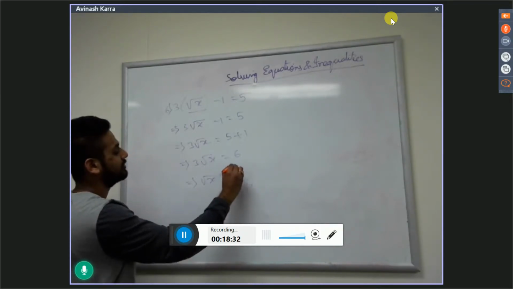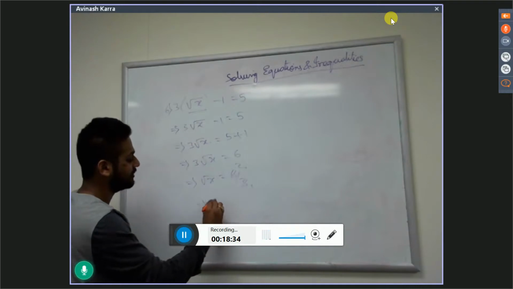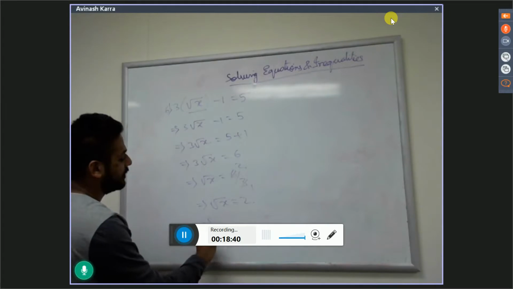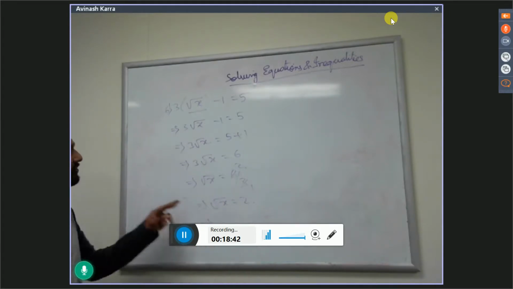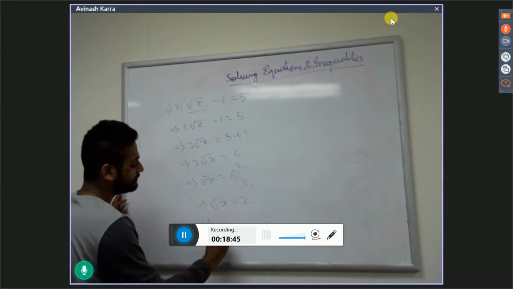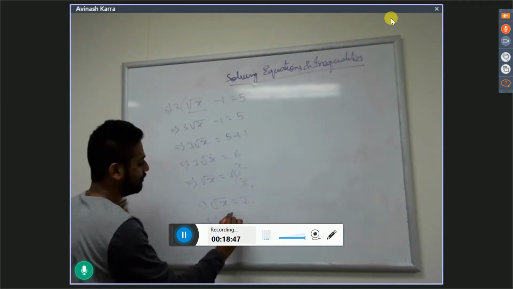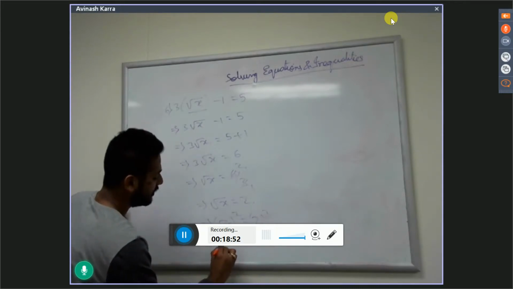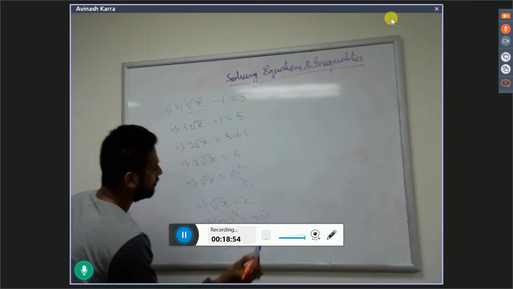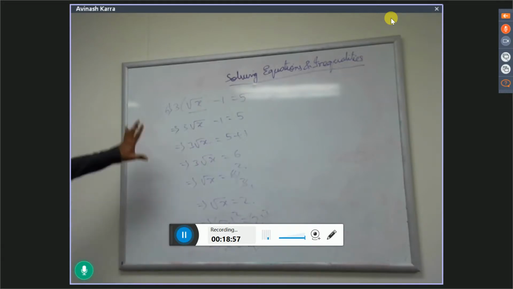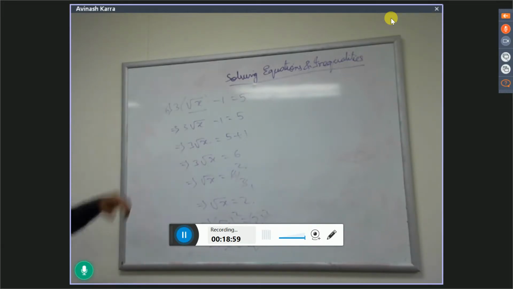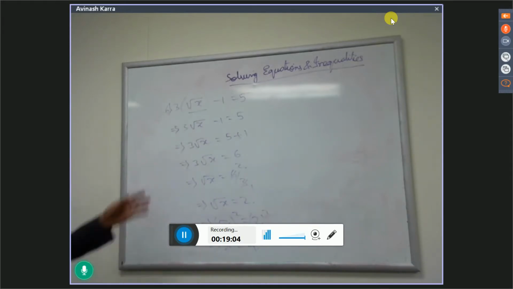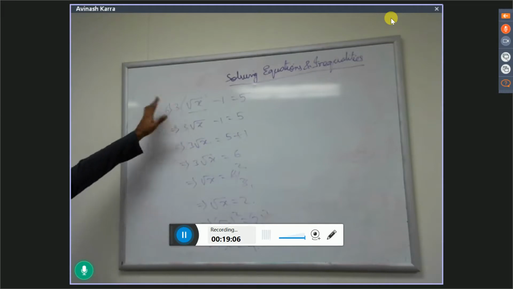3 ones are 3, 3 twos are 6. So root x is equal to 2. So now squaring on both sides. When you square both sides, root x whole square is equal to 2 whole square. So x is equal to 4. So do you guys understand? I mean, did you understand how to solve an equation with a radical in it?